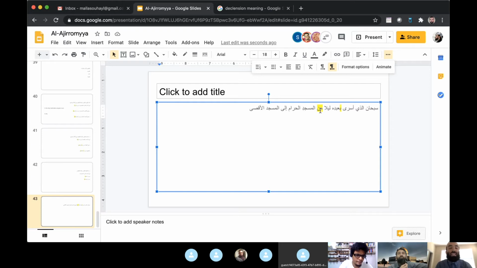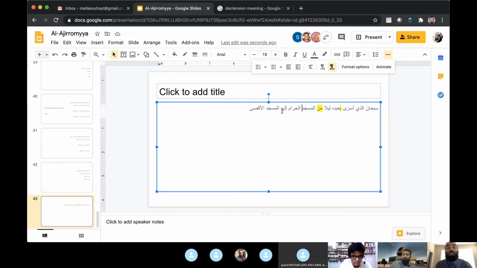You cannot say an the apple. You would either say the apple, or you would say an apple, right? So in this case, because there is alif and lam, you don't say al masjidin, you would say al masjidi, so that the definiteness of the noun is conveyed.